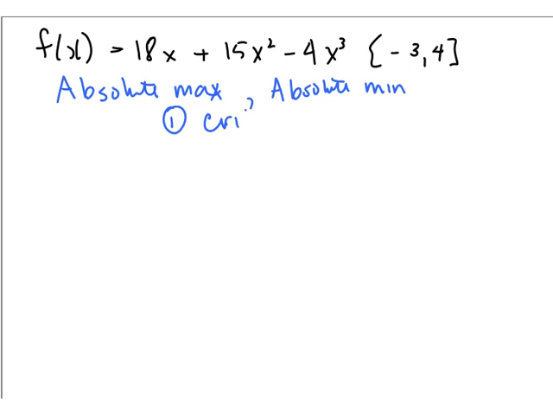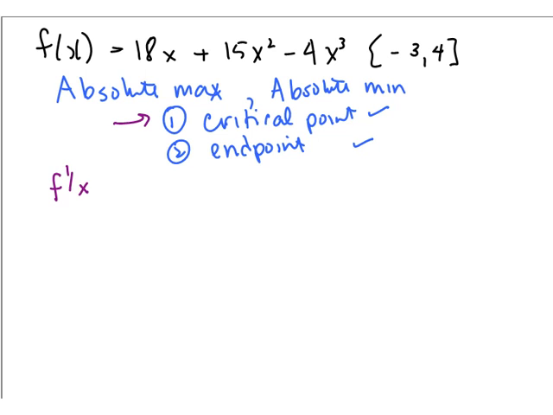One is it could occur at a critical point, or it could occur at the end point. So I have to check out both the critical points and the end points and figure out which one's going to be the absolute highest and which one's going to be the absolute lowest. So let's start with the critical points, and that means I have to find out where the derivative equals 0 or does not exist, and that means I need to take the derivative.